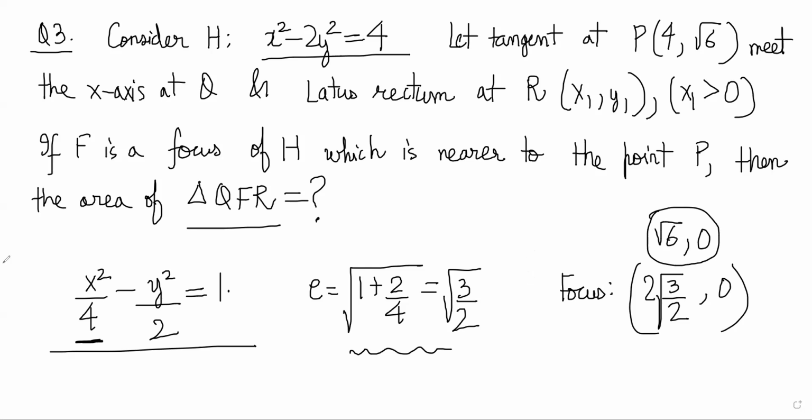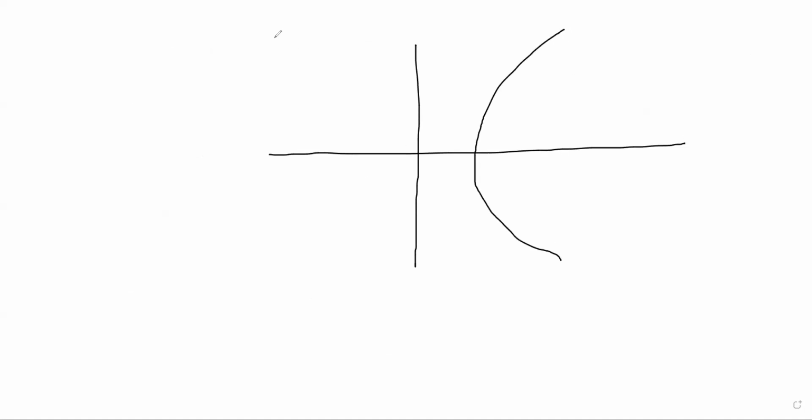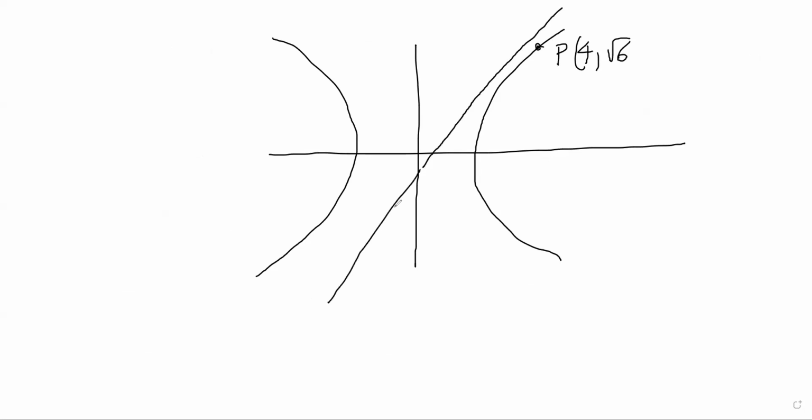So let's draw a rough figure here. The hyperbola looks like this. The point P was a positive first quadrant point. P was 4 comma root 6. The tangent is drawn here. Let's say it meets the x-axis at a point Q, and it also meets the latus rectum at a point R, right? So the latus rectum is somewhere here, lying like this. It meets it at R here, and the focus is here, correct?